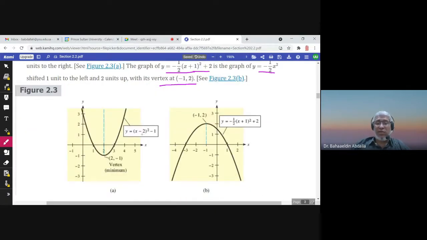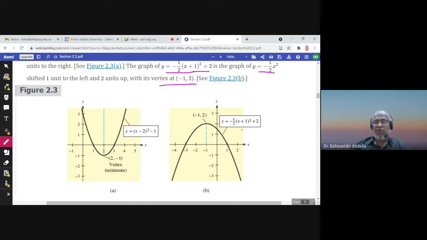The vertex is 2 and negative 1. Notice negative 1 is taken as it is, but here we have negative 2 and we write it 2 because we move 2 units to the right, so x will be 2. Also here, this is a plus 1, so the vertex would be negative 1 because you are moving to the left. But 2, you write it as it is. So the vertex is negative 1 and 2.